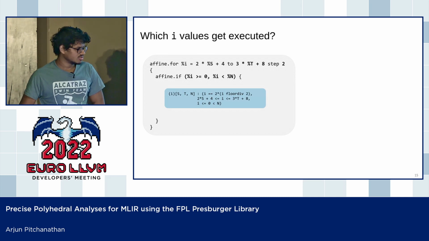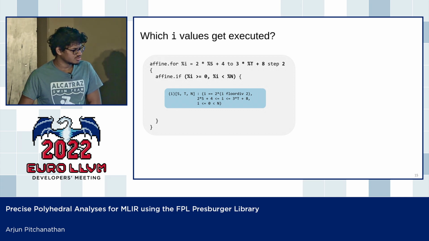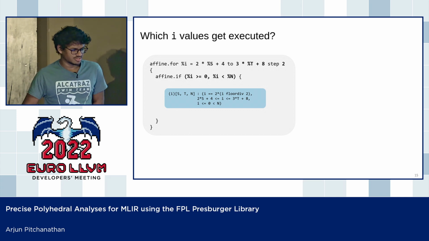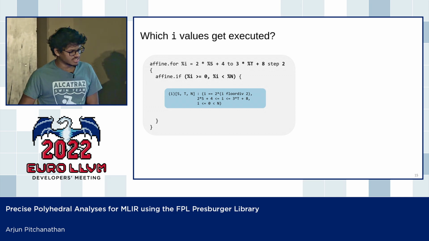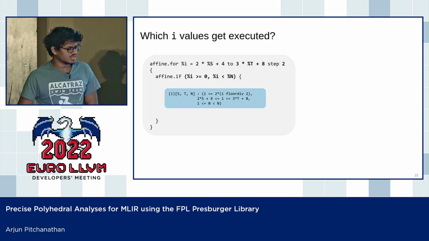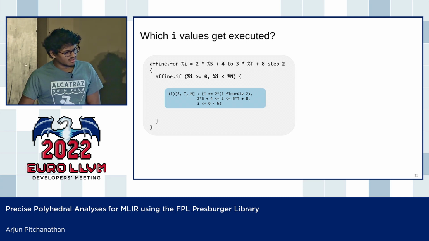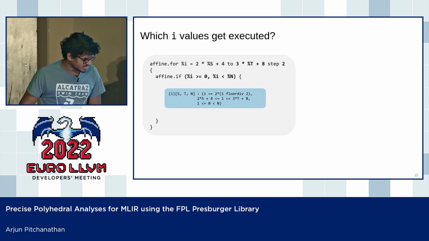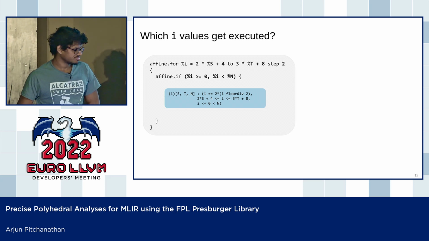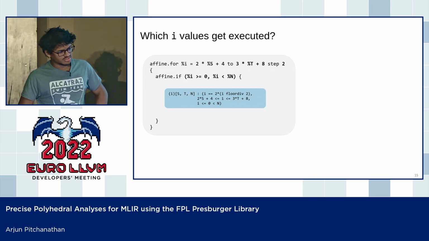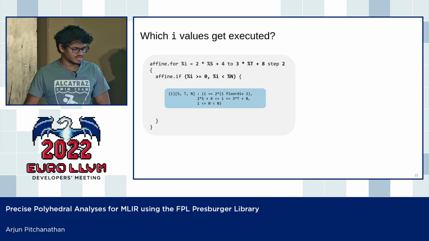Now, what's interesting about the relation between affine and Presburger is that if you take a look at the set of i values that actually get executed in this loop, they form an integer polyhedron. So you have the variables i, s, t, and n, and you have the constraints: 2s plus 4 is less than or equal to i, i is less than or equal to 3t plus 8, and 0 is less than or equal to i, which is less than n. So this is the sort of connection between the integer polyhedron and the affine dialect.